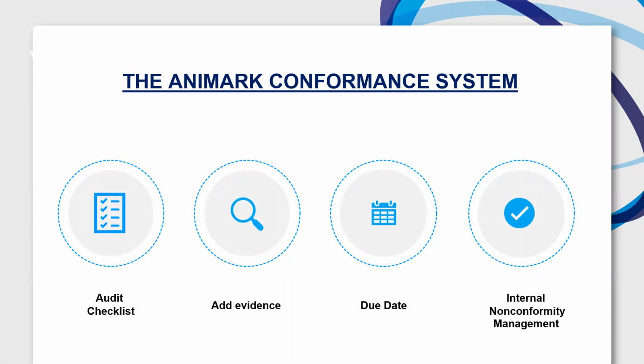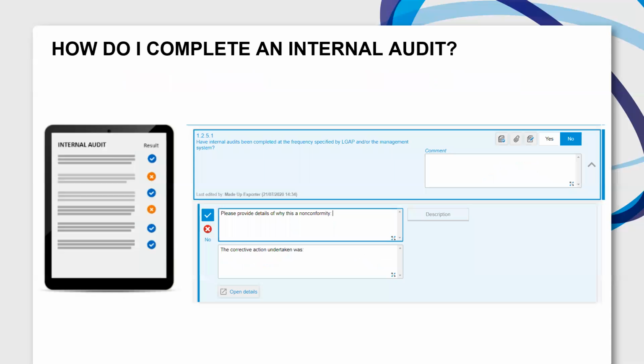Internal audit results should be entered in English into the ANIMARC conformance system. However, there are translated versions of the internal audit checklist available for use on site. The internal audit checklist and questions the internal auditor needs to answer are provided by the ANIMARC conformance system. The questions have either yes or no responses. Yes means an operator or facility is conforming, and no means they are not conforming.